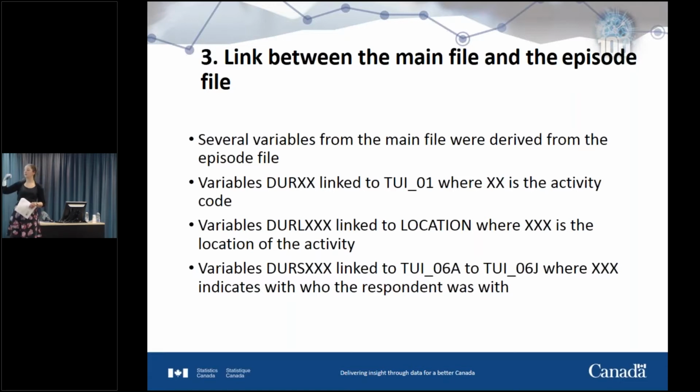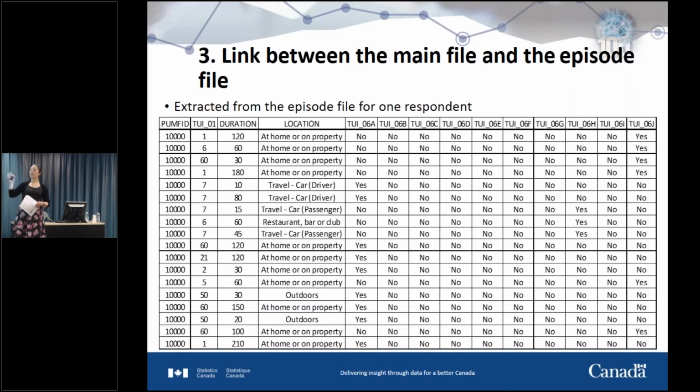Several variables from the main file were derived from the episode file. All the durations, the DUR variables, are linked to the TUI01 variables on the episode file, so the total time spent on each activity. The DURL are linked to the location variables, and the DURS are linked to the TUI06A to J, so it's the social contact. We'll see a little example to better understand how we could derive this.